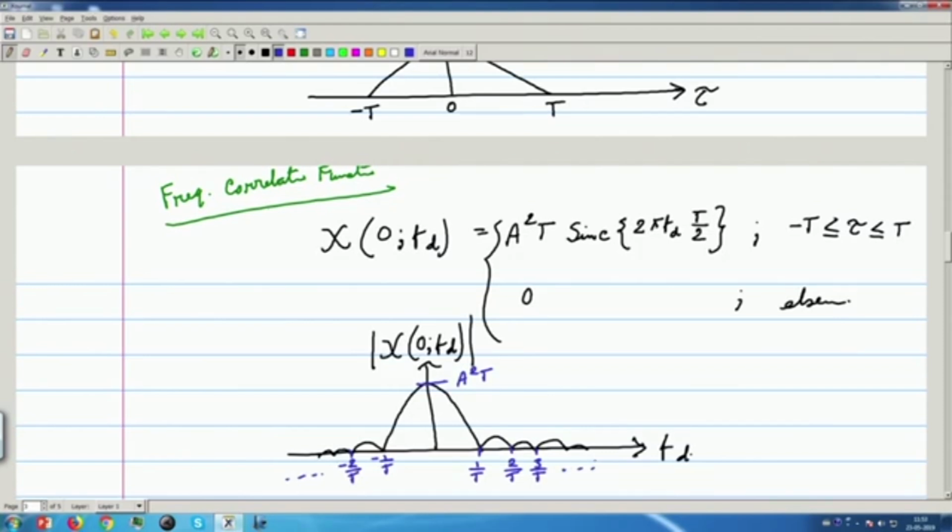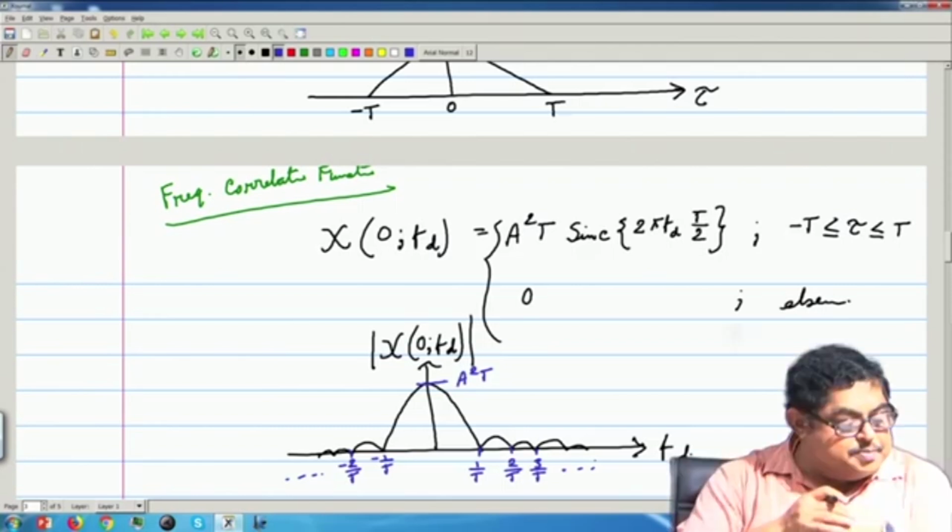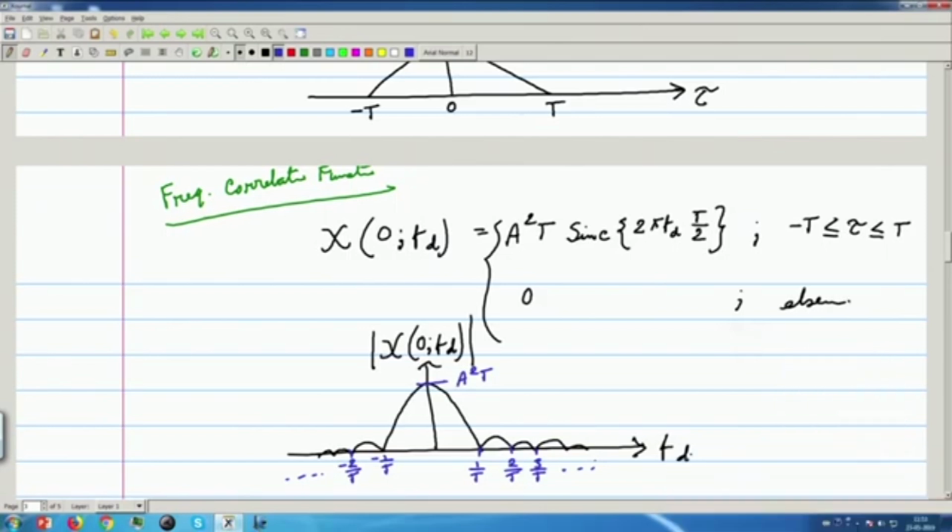So, now we have actually got this. We will discuss the implications of this in the next class, because we actually wanted this to ideally be a delta function type of thing, but obviously it is not, and we will discuss more on this in the next class. Thank you.